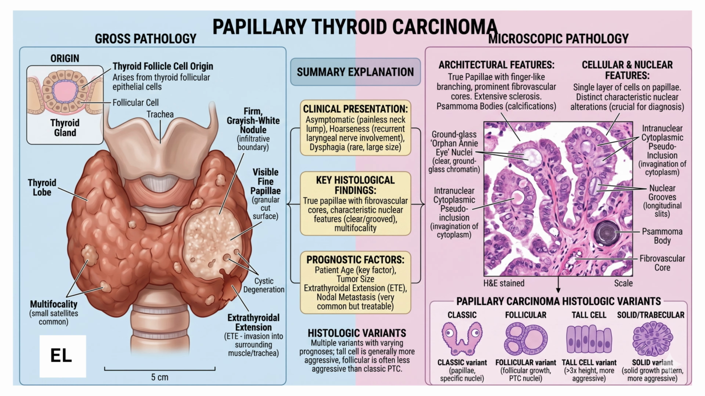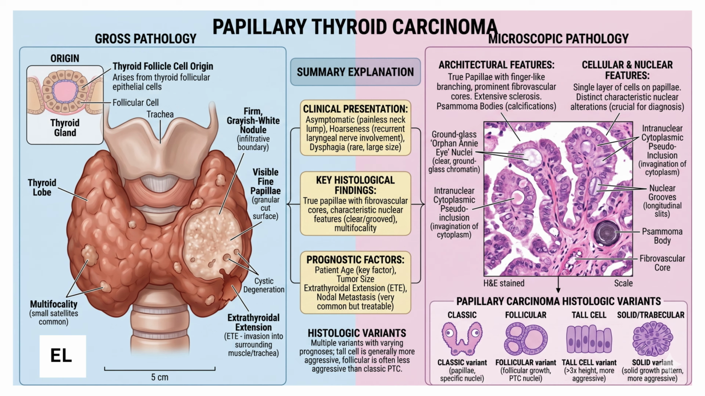Another critical feature shown is multifocality. Multiple small satellite nodules are commonly seen in papillary carcinoma, especially within the same lobe or even bilaterally. This is clinically important because it influences surgical planning, often requiring total thyroidectomy rather than a limited resection. You also see cystic degeneration, which occurs due to tumor necrosis or degeneration over time.